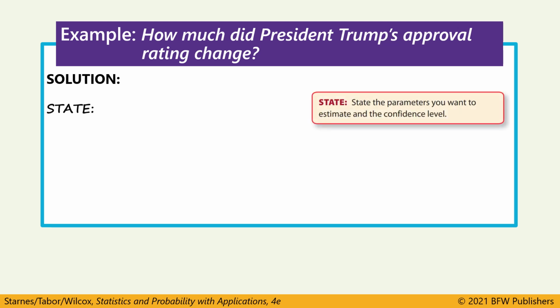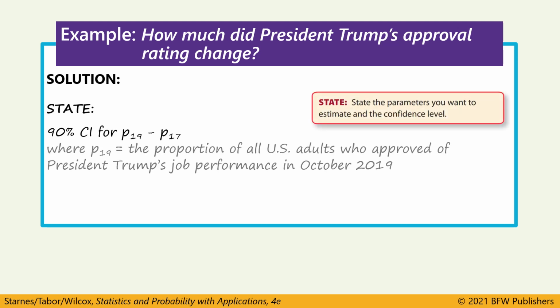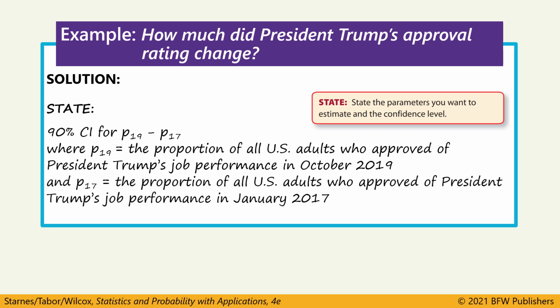So to begin, we're going to define our parameters. The first parameter we'll call P19, and that's going to be the true proportion of all U.S. adults who approved of President Trump's job performance in October of 2019. And then P17 is the same, but for January 2017.